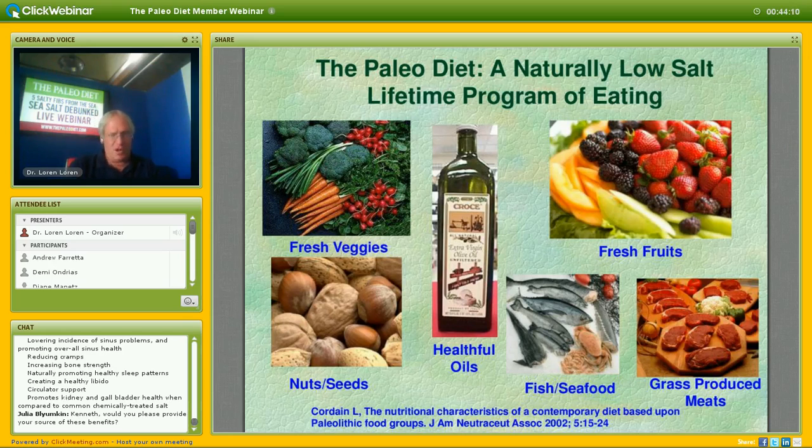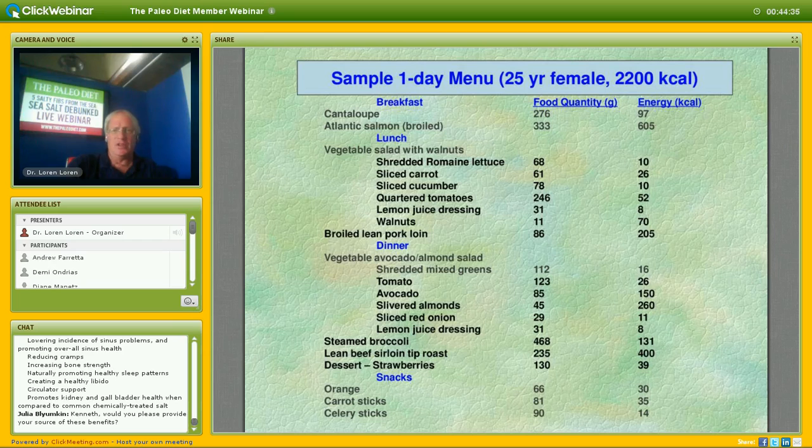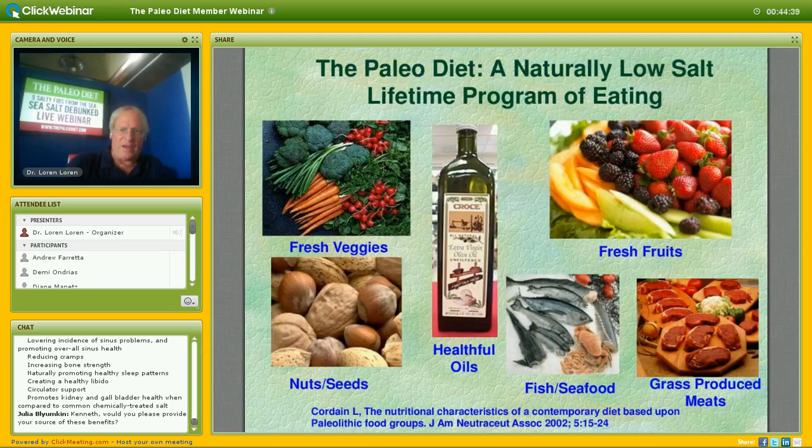Healthful oils, olive oil, coconut oil. We've listed all of these in my most recent books. You can get them on my website. Nuts and seeds are pretty much okay. There can be some immune issues here, and they also can unbalance the fatty acid profile of your diet if you eat too many nuts, because they're very high in linoleic acid, which tends to be pro-inflammatory. All right, so let me go back here.